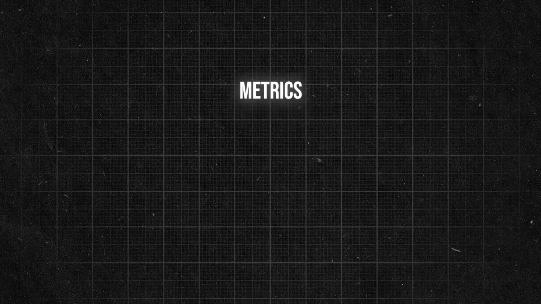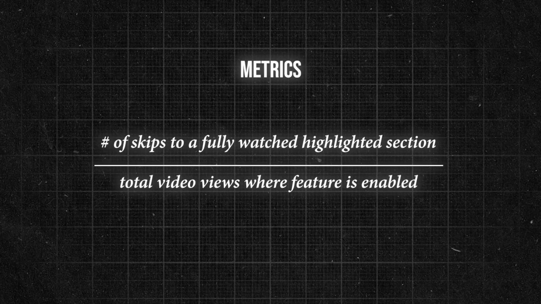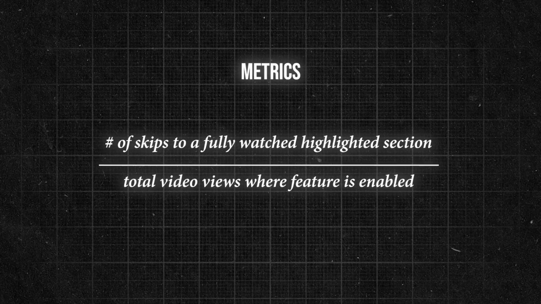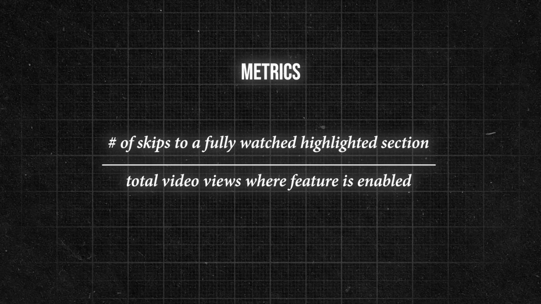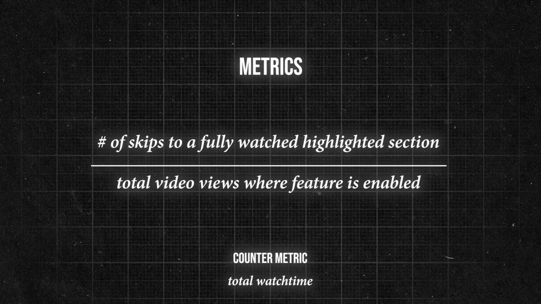Now let's get to metrics. To track the success of my feature, I will use as a main metric the number of skips to a highlighted section where users watch the whole section, divided by the video views where the feature is enabled. And as a counter metric, to make sure that this is not disrupting everything, I wanna still keep the total watch time. You know, just to keep an eye on it.